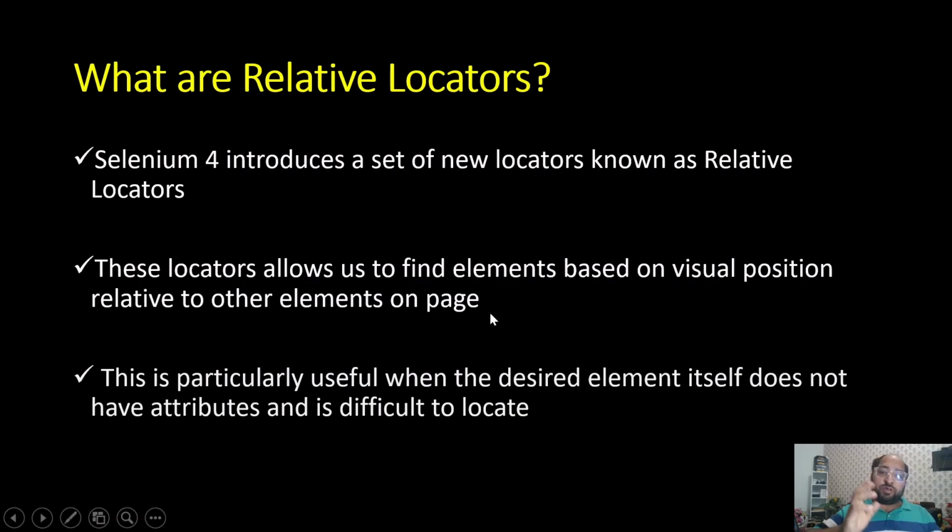So for example, on one web page, we are unable to locate some elements because of non-unique attributes, or the attributes are not available for a particular element. But on the other hand, we can locate other elements. So what we will do is locate the element which we can locate, and with respect to that particular element, we can locate other elements based on their visual position. So this is where relative locators are going to help us. This is particularly useful when the desired element which we are trying to locate does not have attributes and is difficult to locate. So in such cases, we are going to use relative locators.